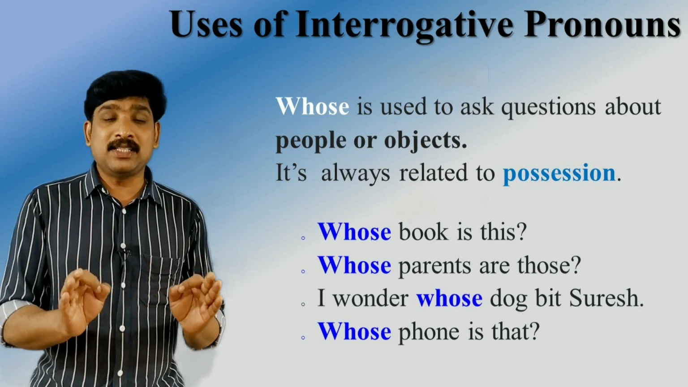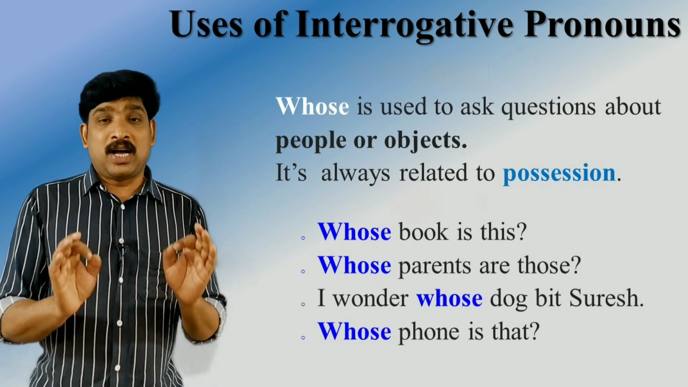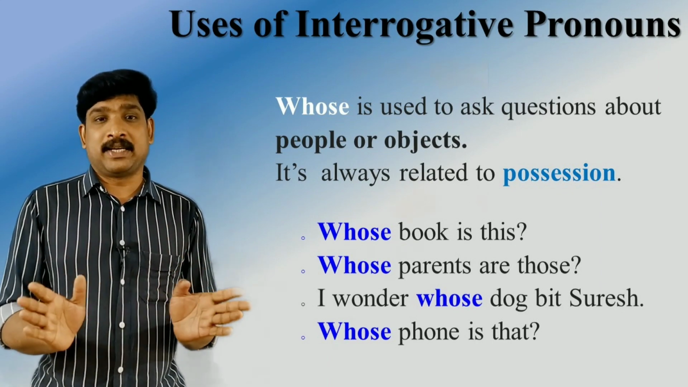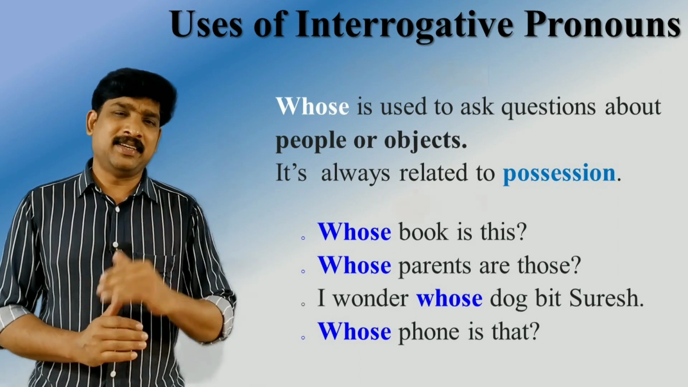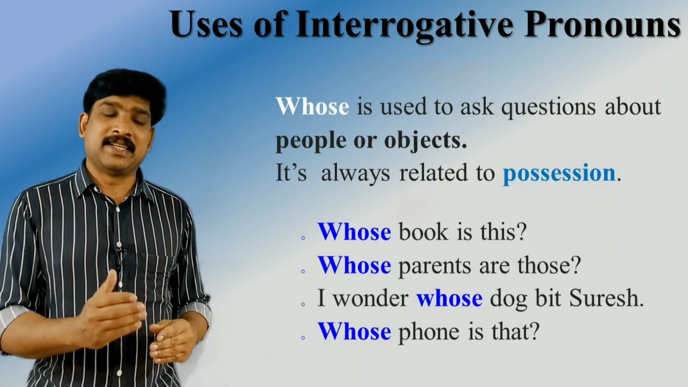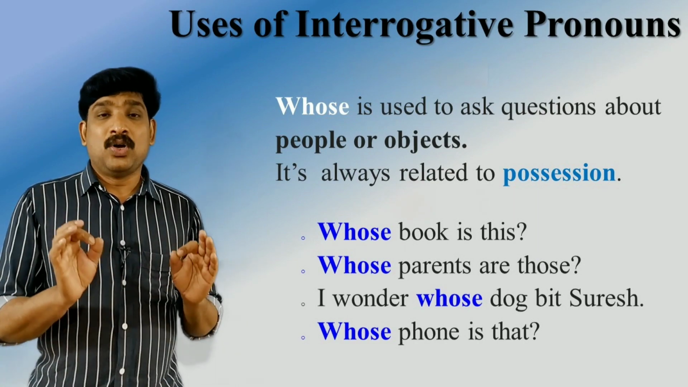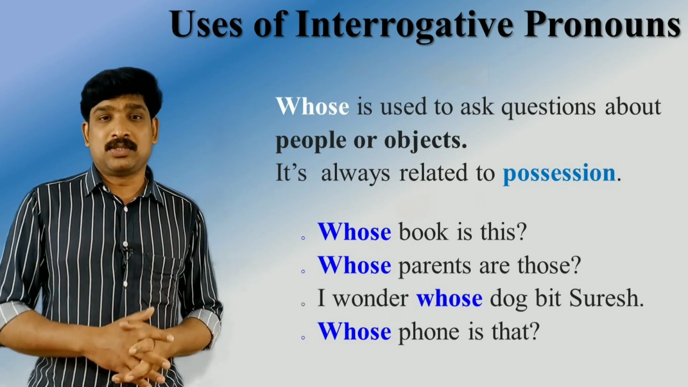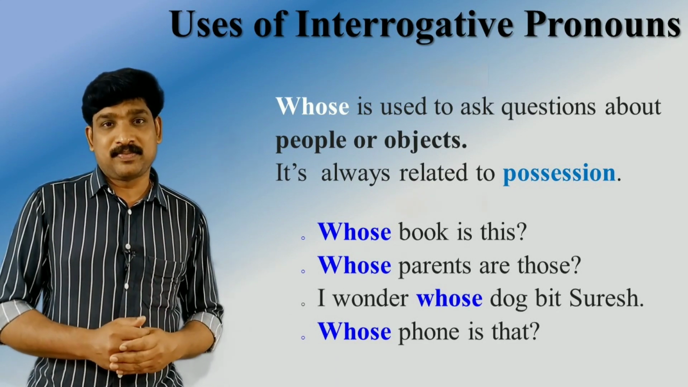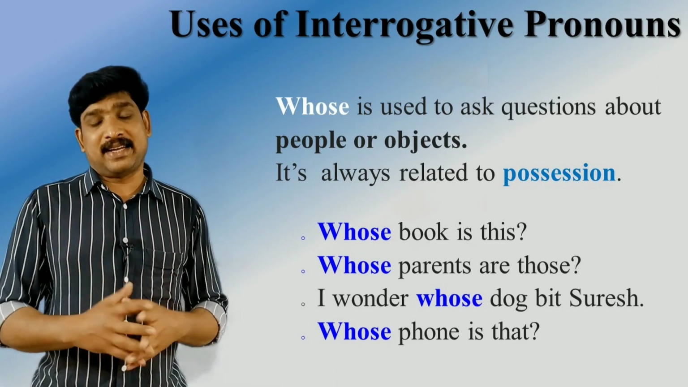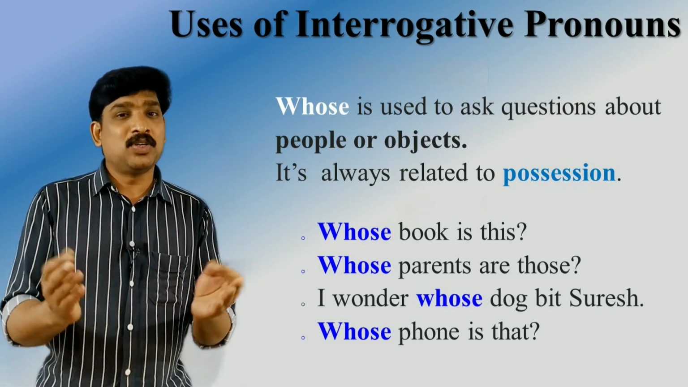The next pronoun is whose. This pronoun is used to ask questions about people or objects, and it is always related to possession. Let us see how it is used in sentences. Whose book is this? Whose parents are those? I wonder whose dog bit Suresh? Whose phone is that? These are the ways in which we can use the interrogative pronoun whose.